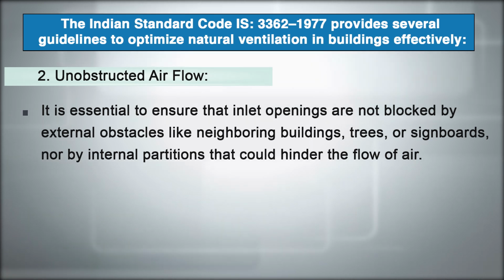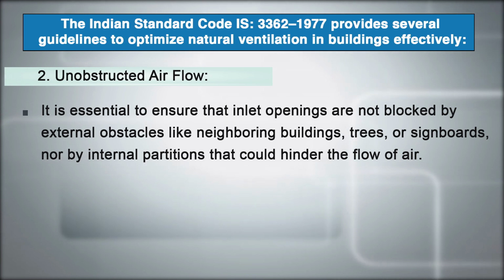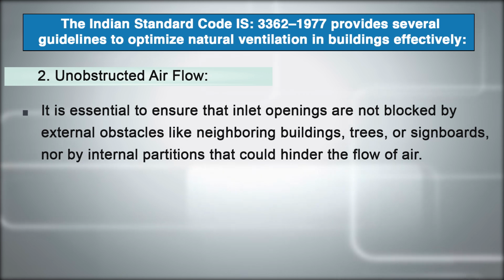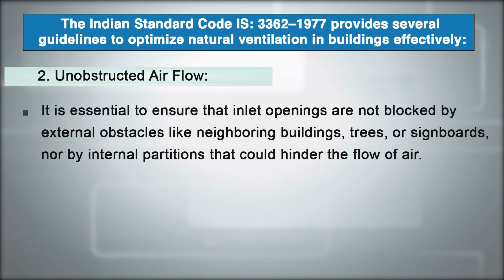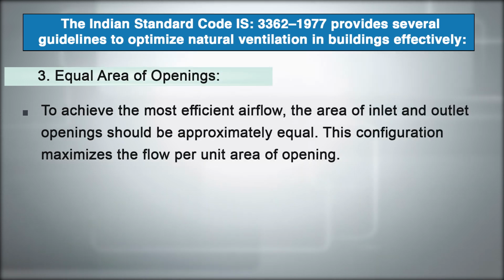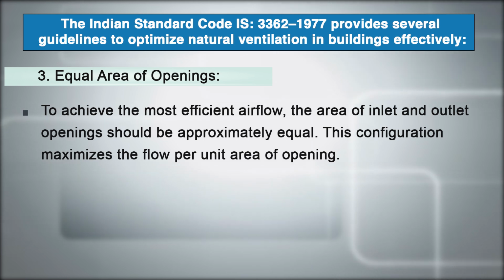Second is unobstructed airflow. It is essential to ensure that inlet openings are not blocked by external obstacles like neighboring buildings, trees or signboards, nor by internal partitions that could hinder the flow of air. Next is the equal area of openings. To achieve the most efficient airflow, the area of inlet and outlet openings should be approximately equal.